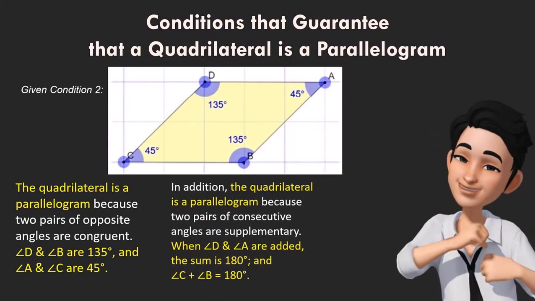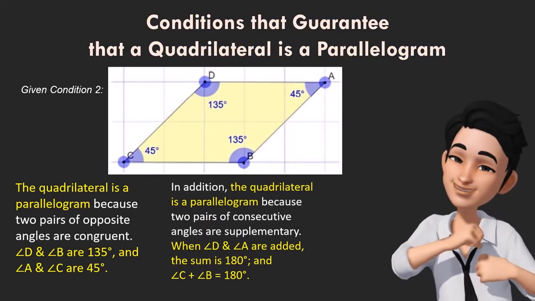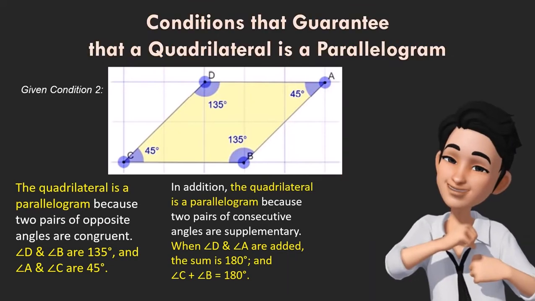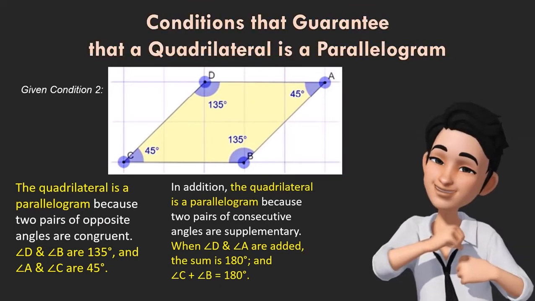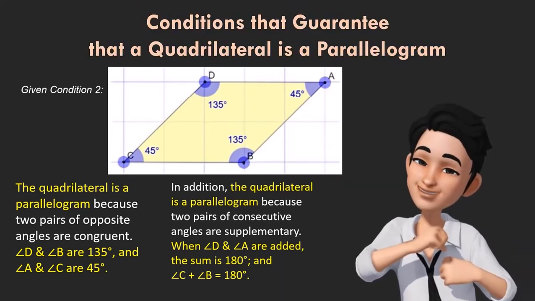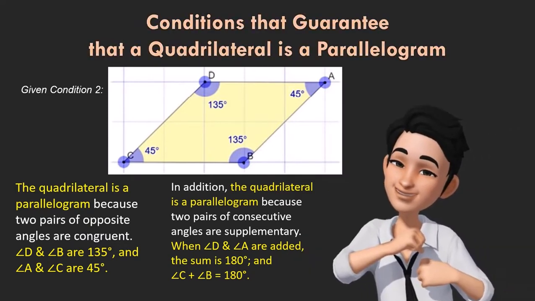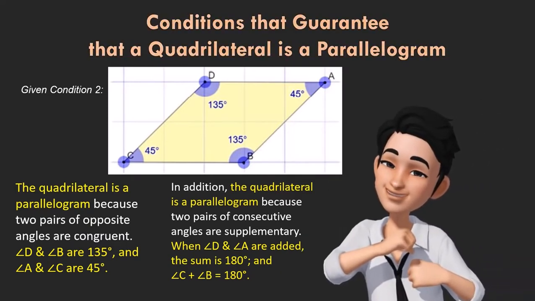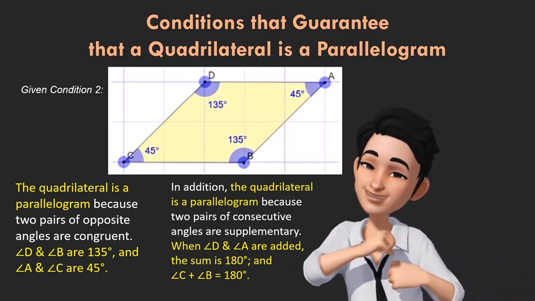Or you can say that the given quadrilateral is a parallelogram because two pairs of consecutive angles are supplementary. You learned that word a moment ago: supplementary. When angle D and angle A are added, the sum is 180 degrees, and angle C plus angle B equals 180 degrees.